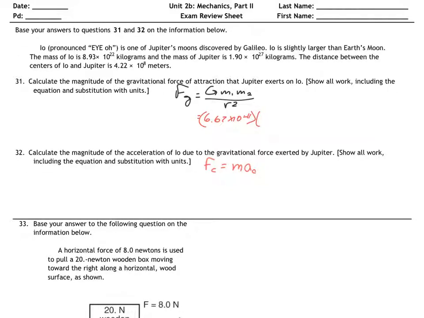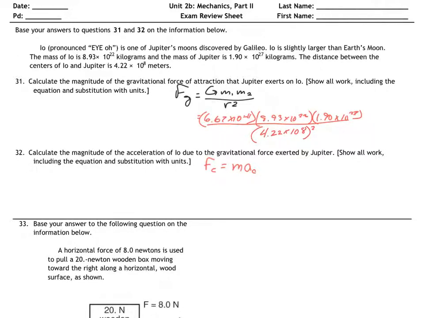And the mass of Io is 8.93 times 10 to the 22 kilograms. And the mass of Jupiter is 1.90 times 10 to the 27 kilograms. The distance between them is 4.22 times 10 to the 8 meters, but this is over r squared, so I'm going to have to square that part.